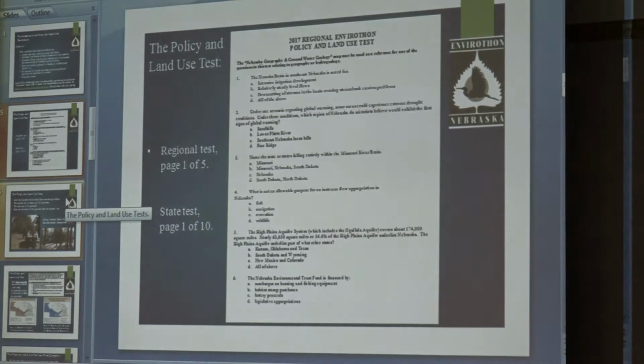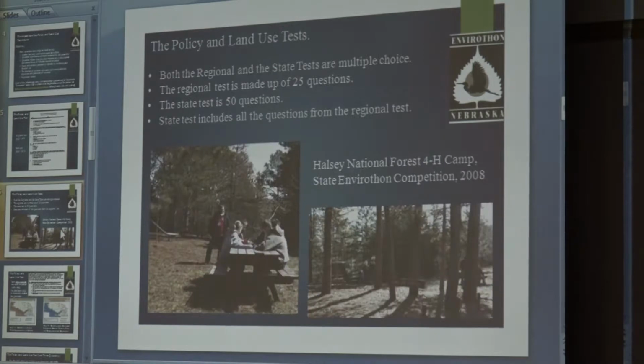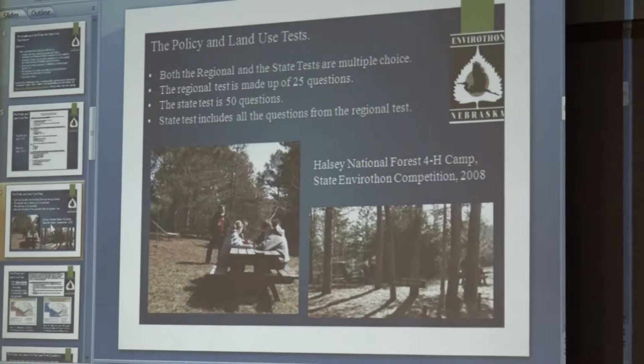This is the way the test appears. This is actually last year's regional test. It's page 1 of 5, and if it was a state test, which has twice the number of questions, it would be the first of 10. It's basically multiple choice, or back when I was in college, we called that multiple guess. The regional test, which you'll be administering pretty soon, or we'll be studying for, will be 25 questions, and the state is 50. And all the questions on the regional test will be on the state test. So the kids will see those questions twice.